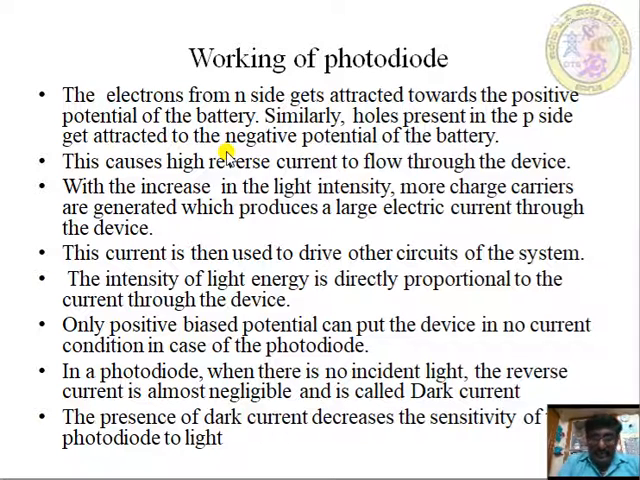The intensity of the light energy is directly proportional to the current through the device. In a photodiode, when there is no incident light, the reverse current is almost negligible and is called the dark current, and the presence of dark current decreases the sensitivity of the photodiode to light.